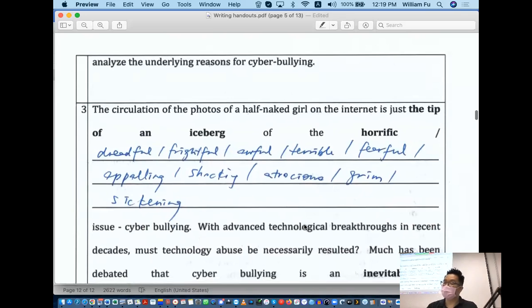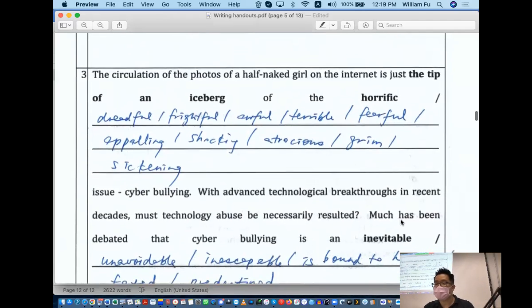Now, with advanced technological breakthroughs in recent decades, now this I know it's a bit boring, but I want you to learn. You see, this sentence is really powerful. With advanced technological breakthroughs in recent decades, it's okay. And then the second half, must technology abuse necessarily result? This is really powerful. Yes, with advanced technology, is it really a must for something bad to happen? Now, much has been debated that cyberbullying is inevitable.